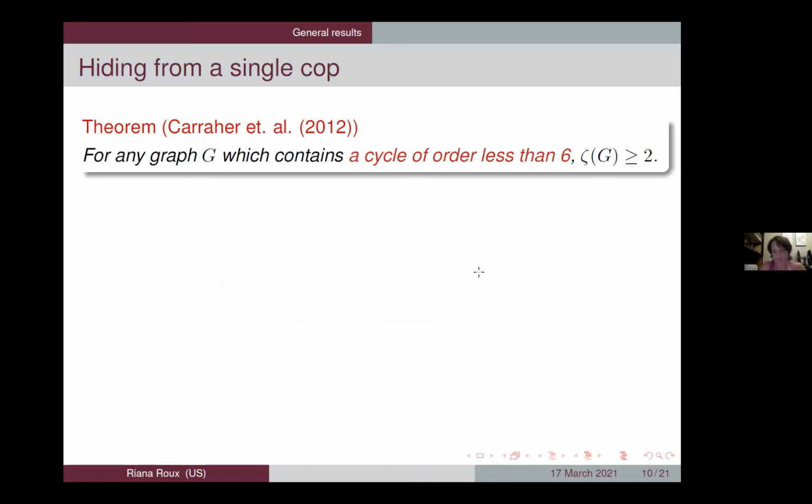But there are some graphs where a robber can hide from a single cop. In 2012, they showed that if we have a cycle of order less than 6, then the robber can always hide from a single cop in that cycle. So I just want to illustrate this quickly with a 4-cycle. So remember, we're just talking about 1 cop now. This is where the localization game was initiated, it was only played with a single cop, and the question was, can a single cop catch a robber? And then eventually it developed into this multi-probe game that we're actually looking at.